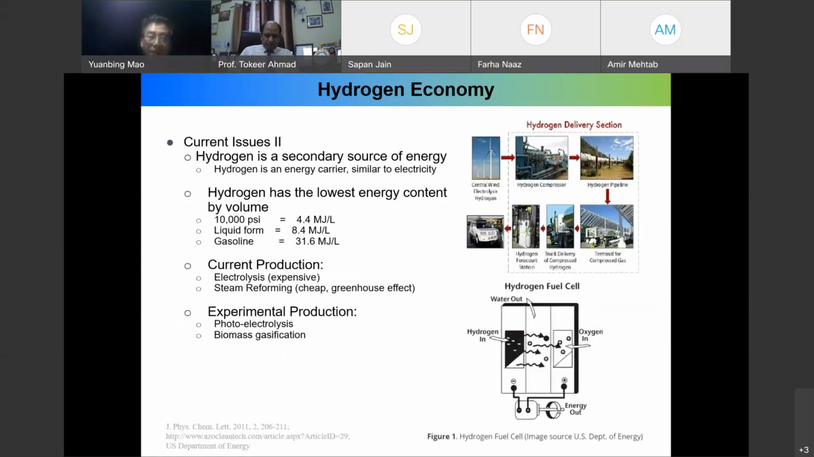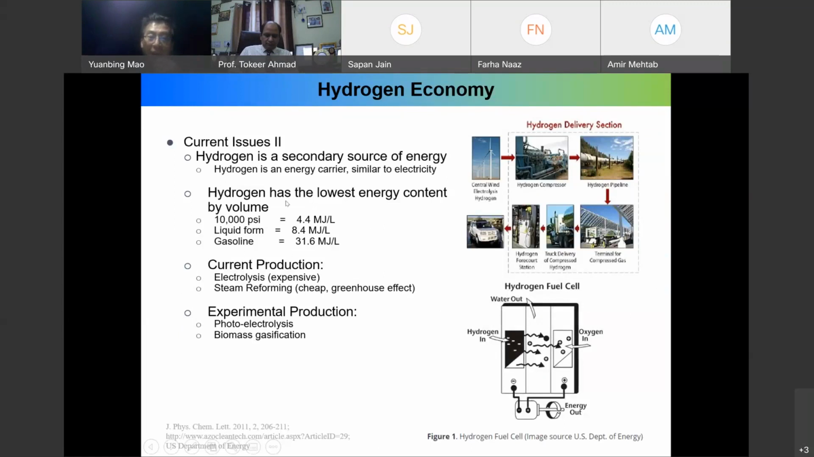Related to this, one thing we need to realize is that hydrogen is a secondary source of energy, right? More specifically, hydrogen is an energy carrier, similar to electricity. So it's not the direct energy source. That's one thing we also need to keep in mind.